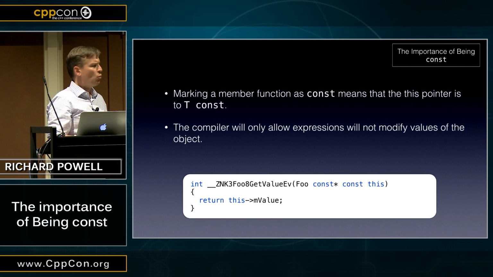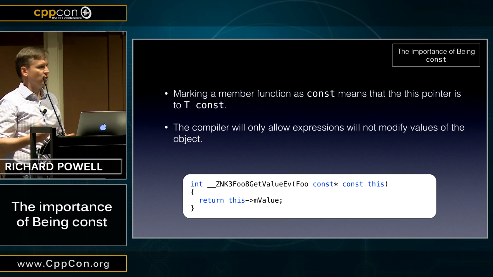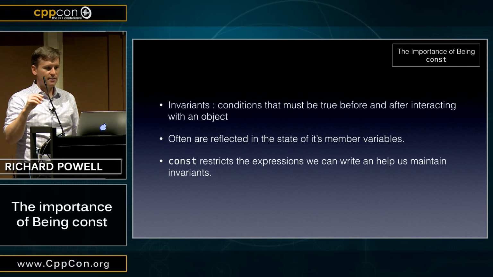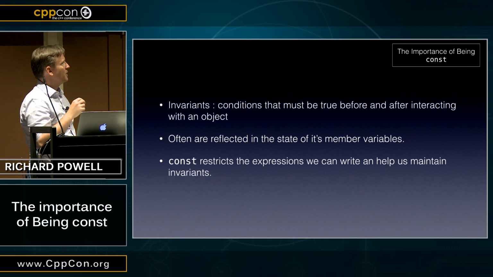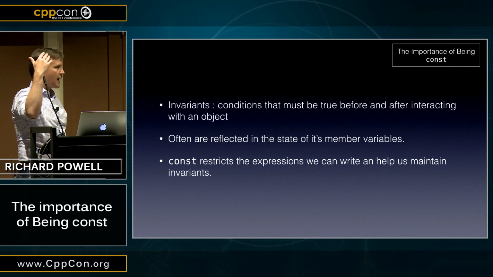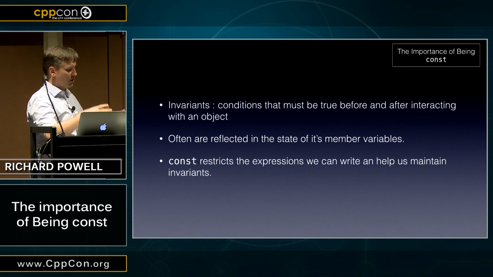So that's good. What that means is the compiler will only allow expressions that will not modify the object. And why is that a good thing? I say it's a good thing, and the style guide says it's a good thing. Why is this a good thing? One of the things that is very important about const is it helps you protect your invariants. Invariants are those conditions that must be true before a member function is called, and after the member function is called. They're the characteristics of your object that must be kept consistent.